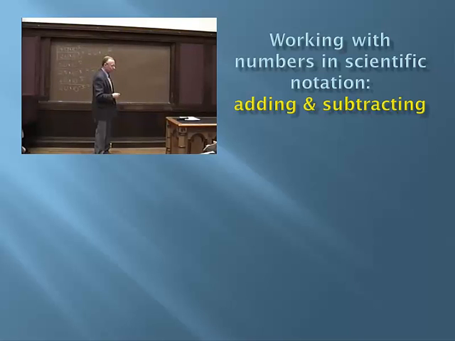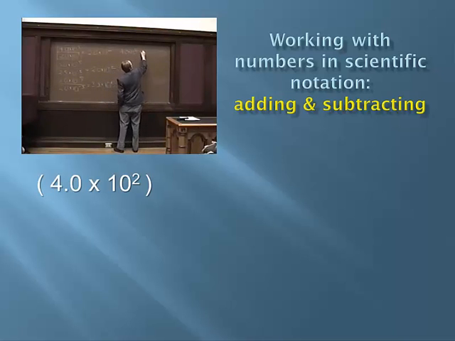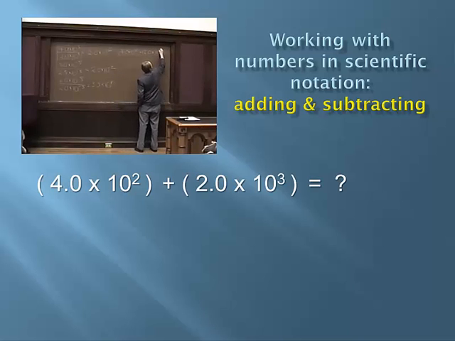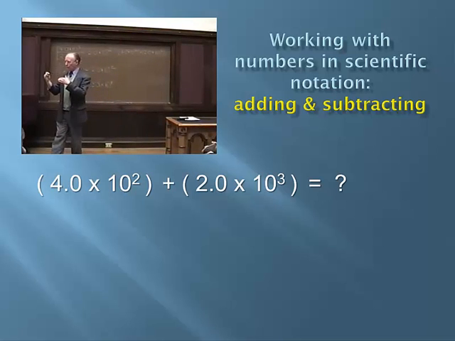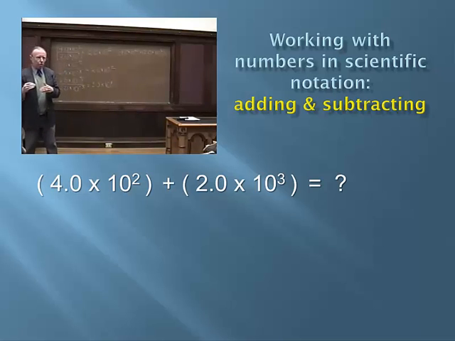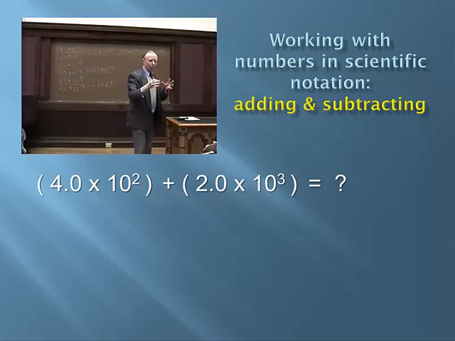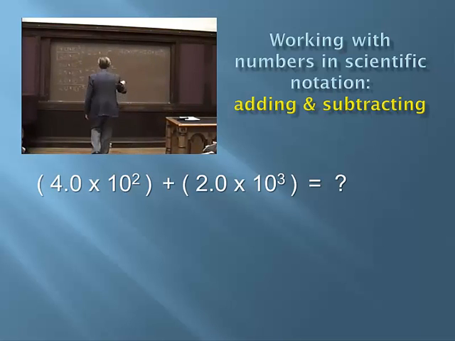I want to add 4.0 times 10 squared to 2.0 times 10 cubed. The only way you can add and subtract numbers in scientific notation is to get both numbers to have the same exponent. All right? So we've got to convert either this to a power of 10 to the 3 or this to a power of 10 squared. We could do it either way. Why don't we convert this one to a power of 10 to the 3?